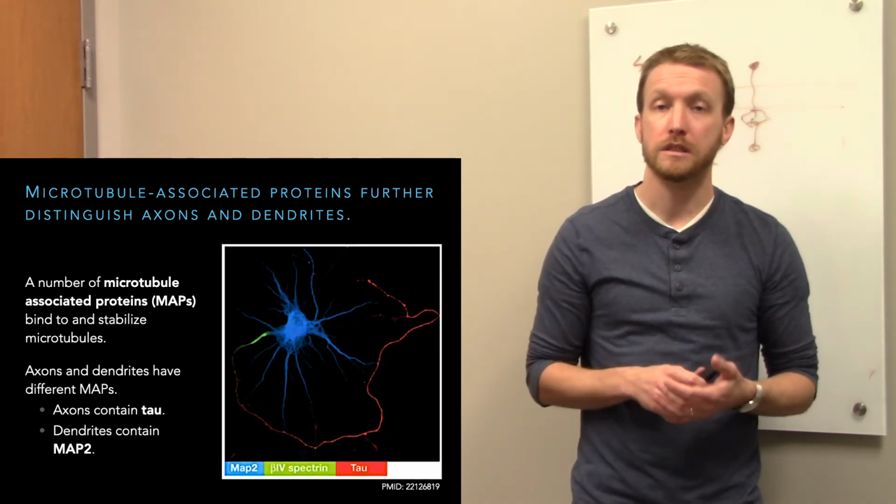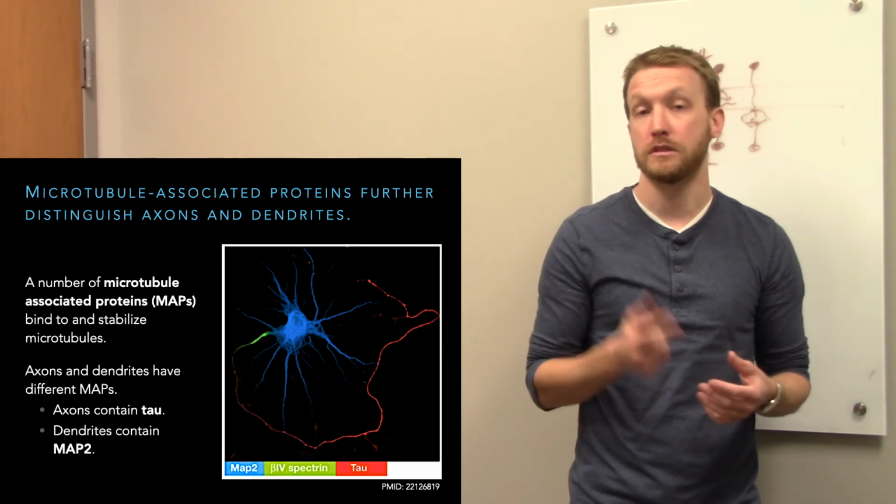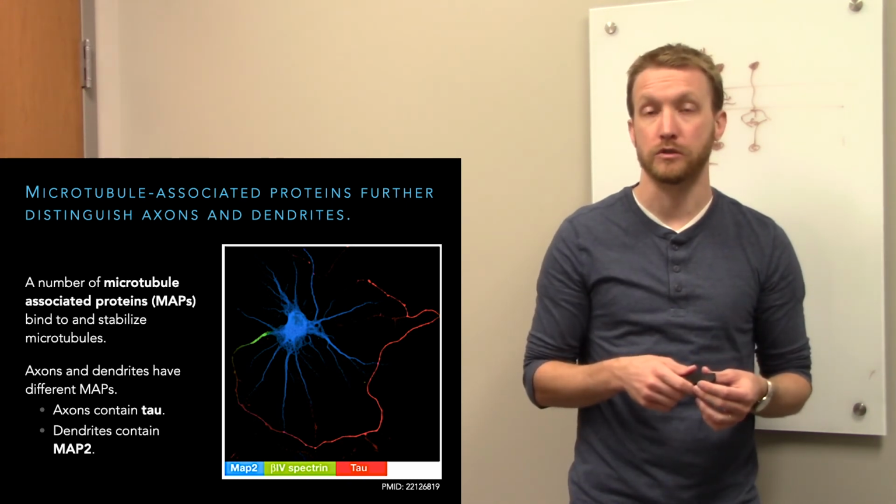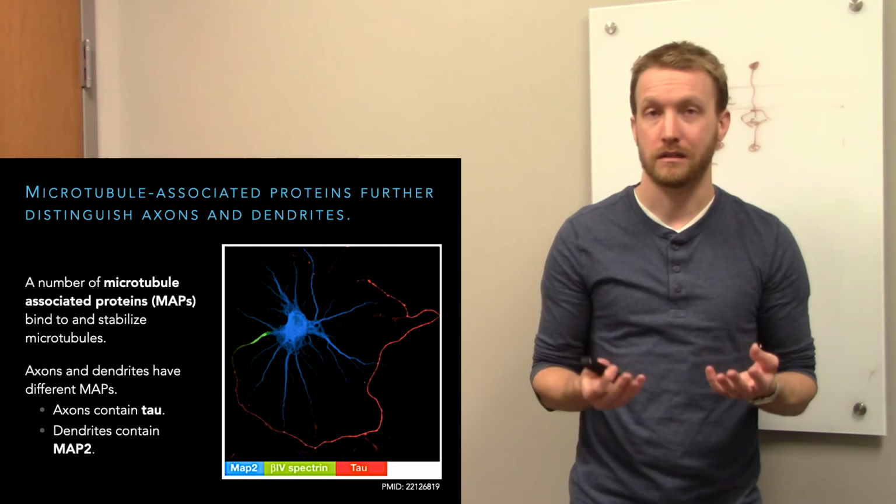MAP2 is stained blue in this case, tau is stained red. So you can see the dendrites and cell body, those are blue. You can see the axon clearly as red.